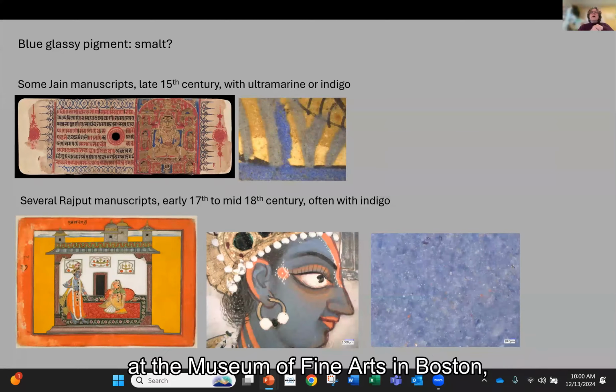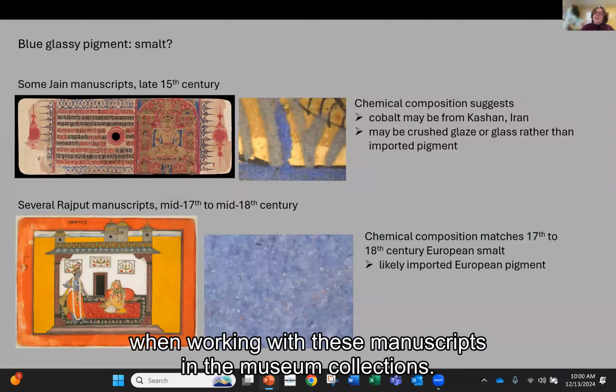Interestingly, chemical analysis suggests that in the case of the early manuscripts, the cobalt may be from Kashan in Iran, and it could in fact be crushed glass or glaze rather than an imported pigment from Europe. We're still looking into this, and the characterization is limited by not being able to take larger samples, which is often the case when working with these manuscripts in museum collections. However, in the mid-17th to 18th century, the chemical composition matches very closely that of 17th to 18th century European smalt, and it's very likely that this is an imported European pigment.